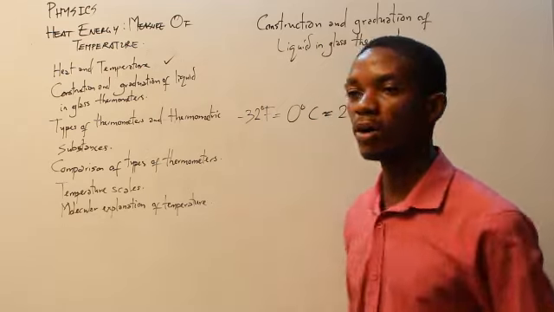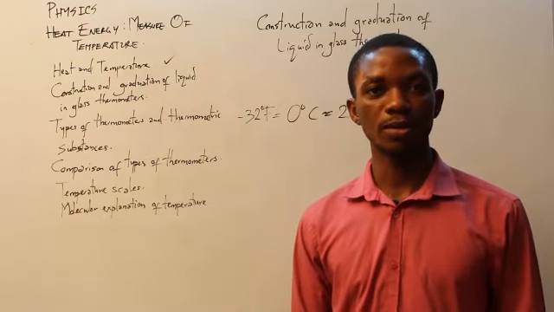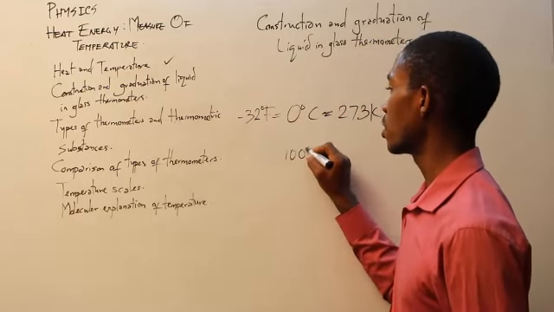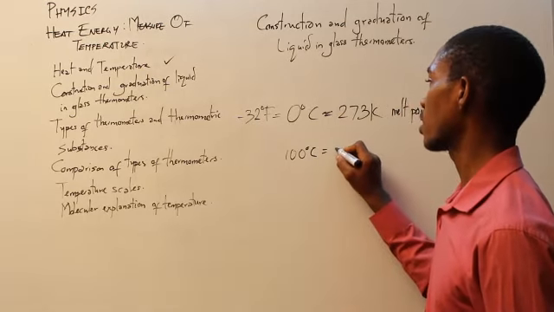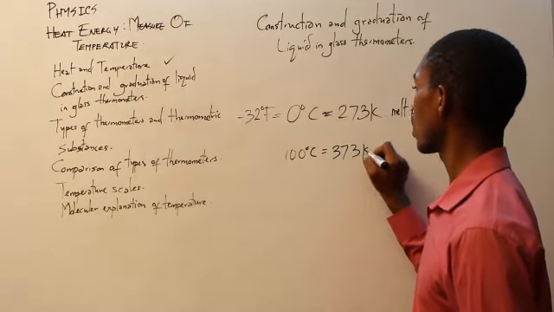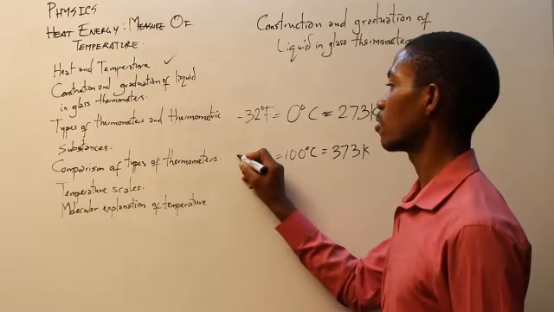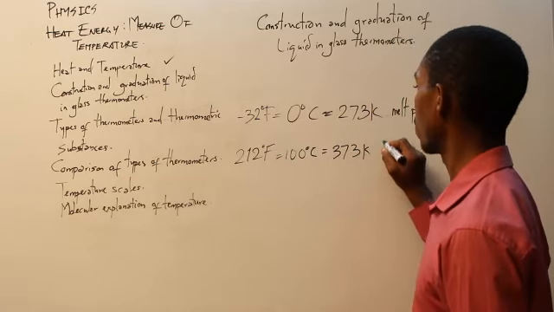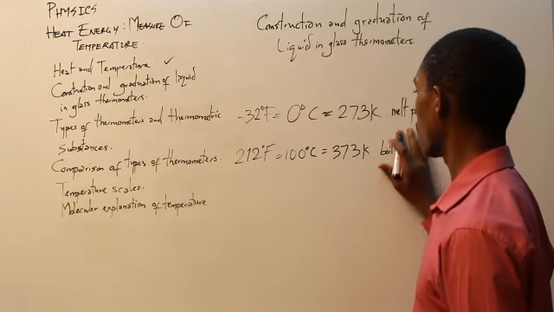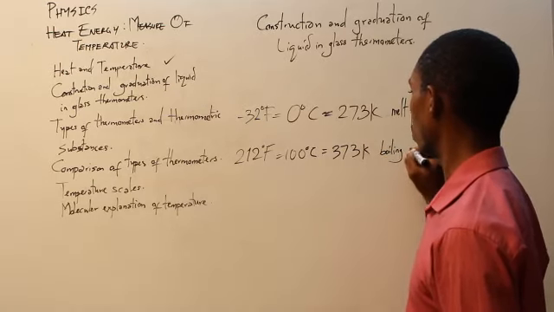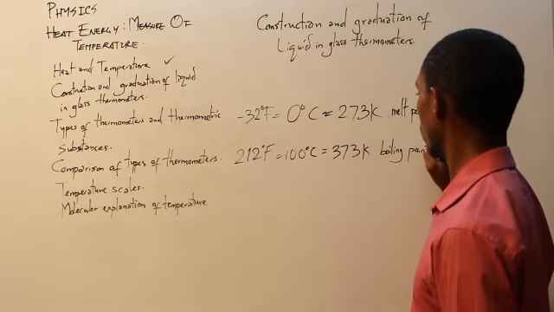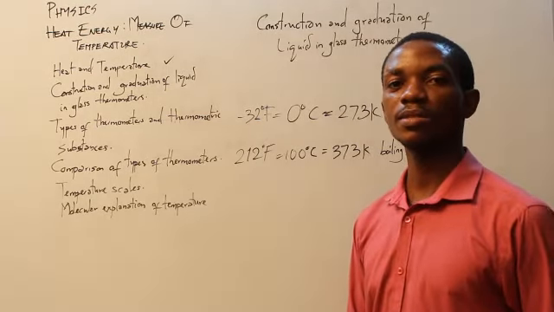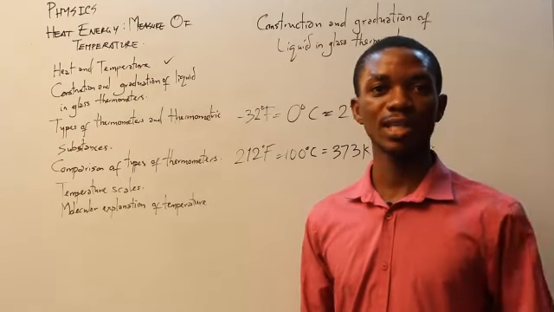The next point is the boiling point of water. The boiling point of water is set at 100 degrees Celsius, which is the same thing as 373 Kelvin, which is the same thing as 212 degrees Fahrenheit. That's the boiling point of water. So, how do we get this measurement on our thermometer?